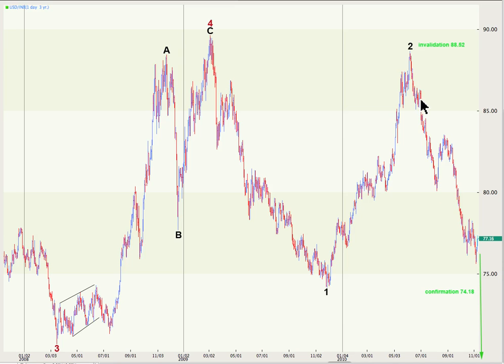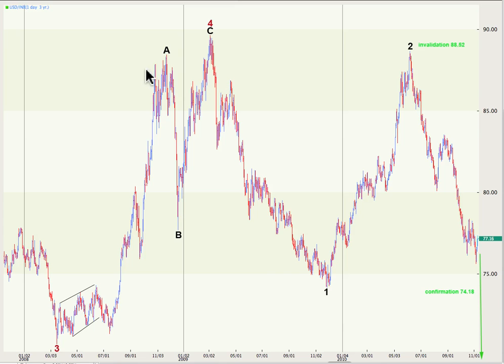But if 4 moves into 1, then at that price point, this wave count, this alternate, is going to look even less likely. It'll be invalidated when price moves above 88.52, as any 2nd wave correction within wave 3 black can't move beyond the start of the 1st. It would be confirmed if price moves below 74.18.